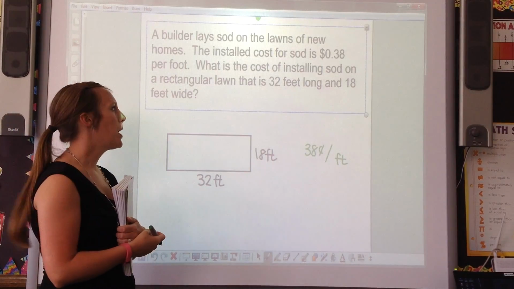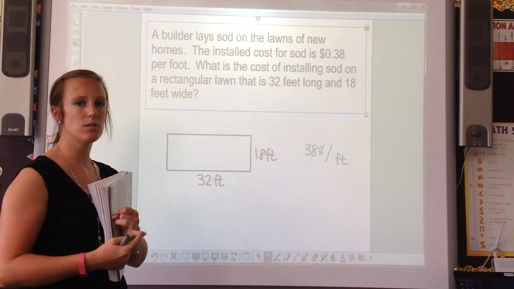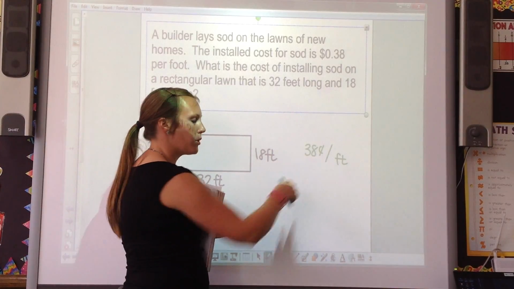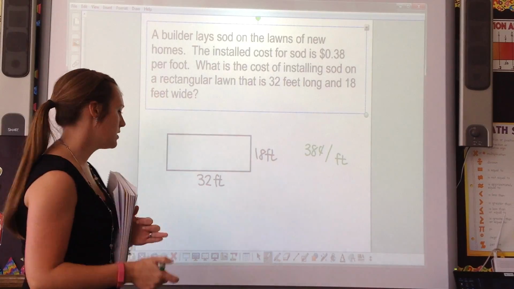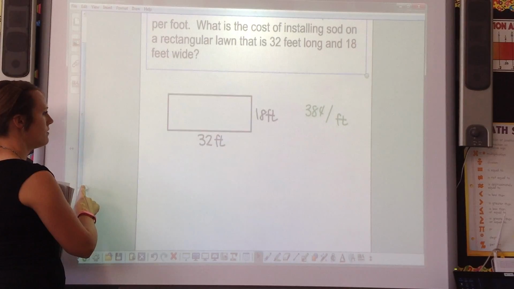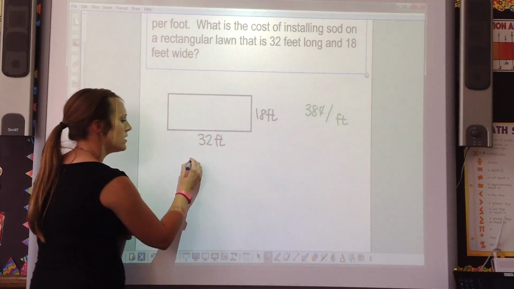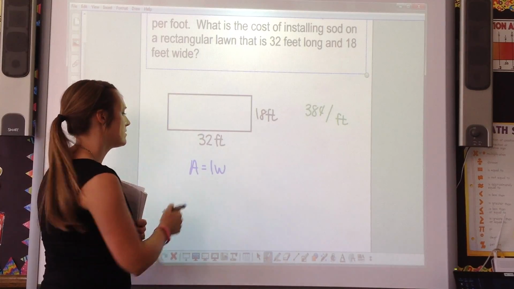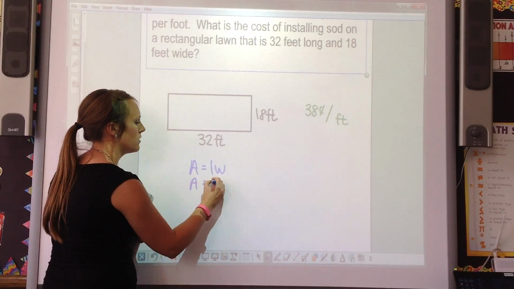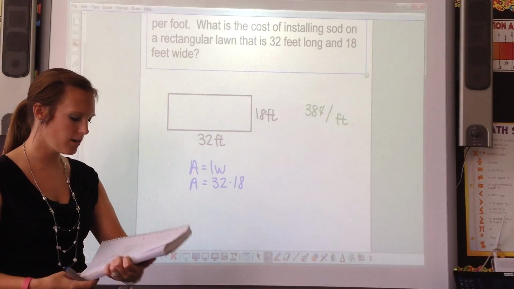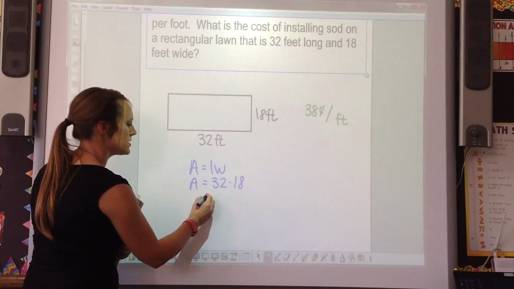Okay. So this looks like a 2-step problem. Here's my plan. My plan is to find the area of the lawn and whatever that is, multiply by the cost per square foot. 2 steps. So let's carry out that plan. First, let's find the area of the lawn. Area is length times width for a rectangle, or base times height. Okay, and you can put that right into your calculator. I already solved that for you. 576 square feet.